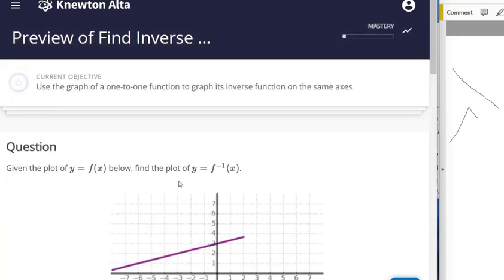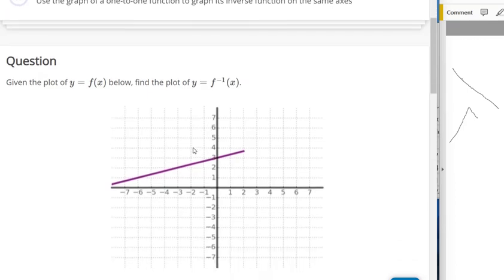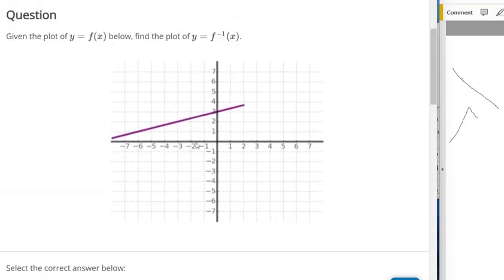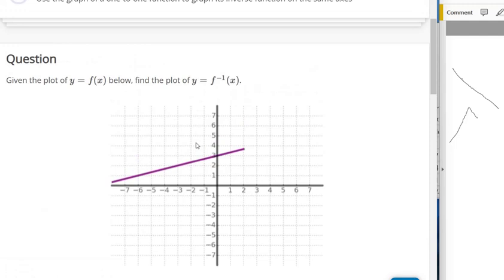So here's f of x. We're supposed to plot the inverse. So the big thing you should be thinking about is that the inverse has the x and y's switched. So in our new graph, we should have 3 on the x, 0 on the y.